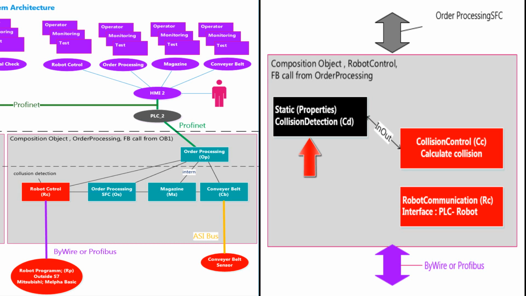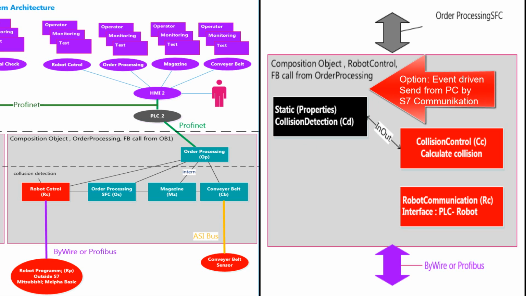In our project, collision detection is calculated by collision control. But there is another option, event-driven, sent from PC by S7 communication. This is sensible if we have a flexible production line.